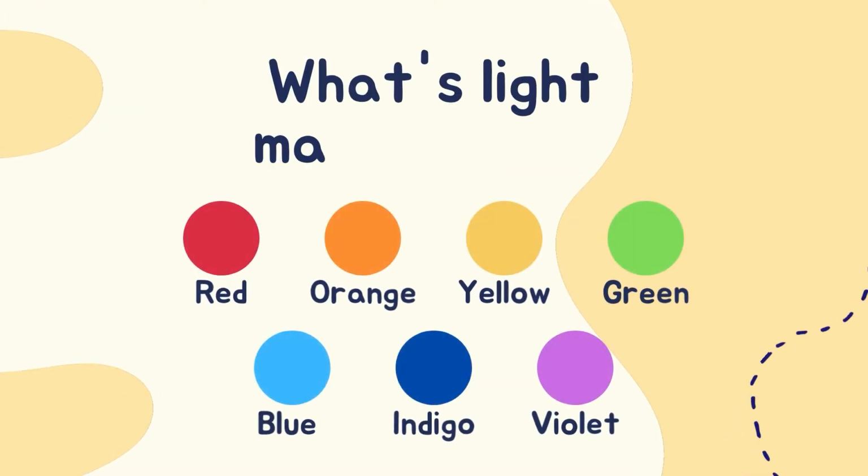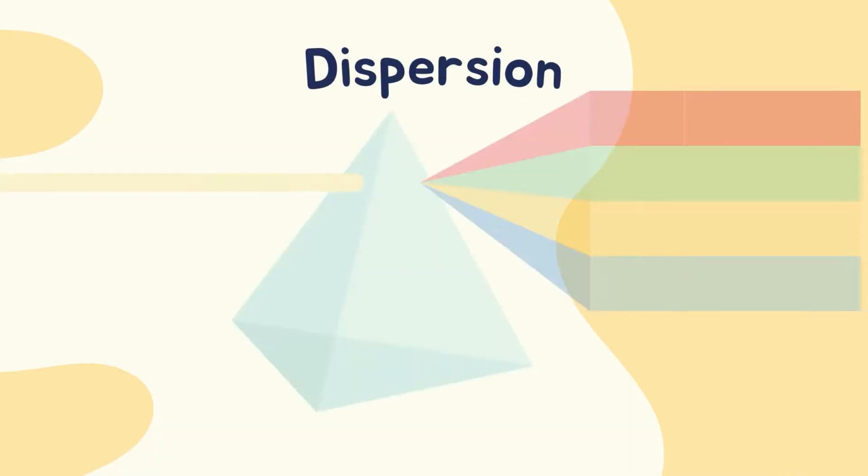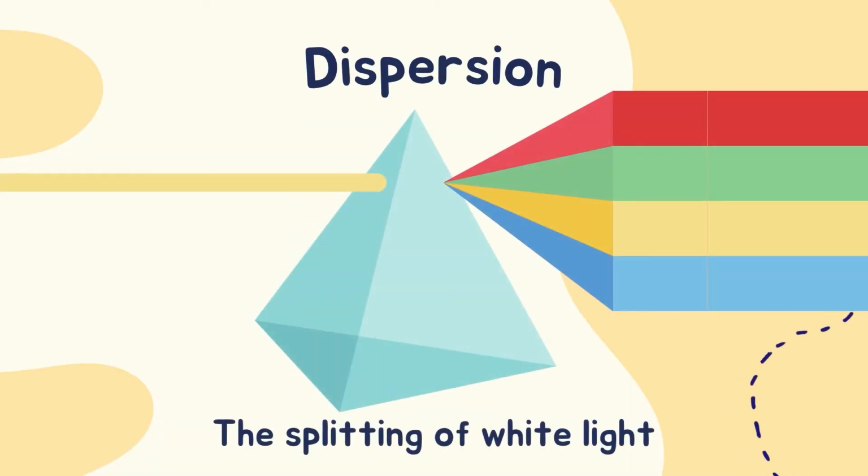Light is made out of photons, which form the basic unit of light and carry energy. White light is made out of 7 colors: red, orange, yellow, green, blue, indigo, and violet. This is why when we have a rainbow, we see 7 colors. The splitting of white light is called dispersion. It will split into 7 individual colors.